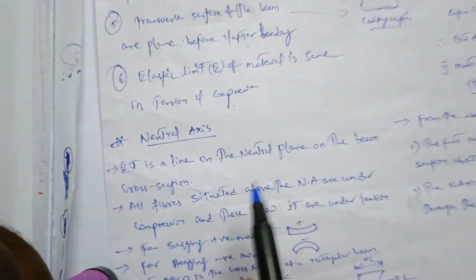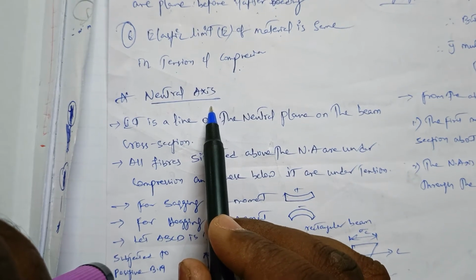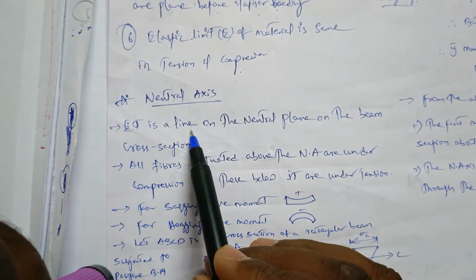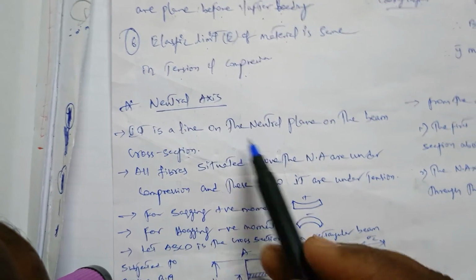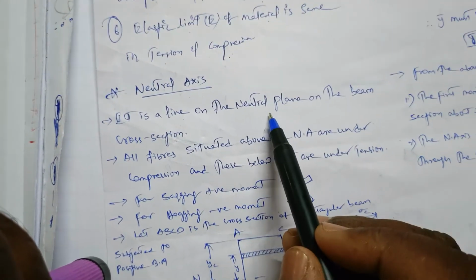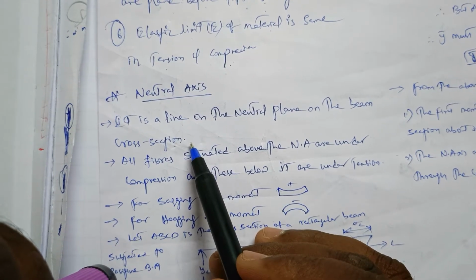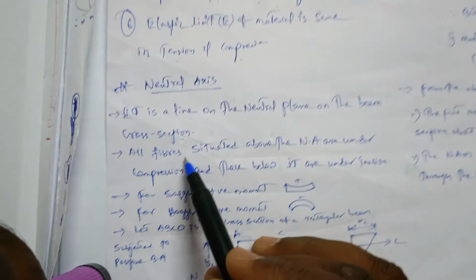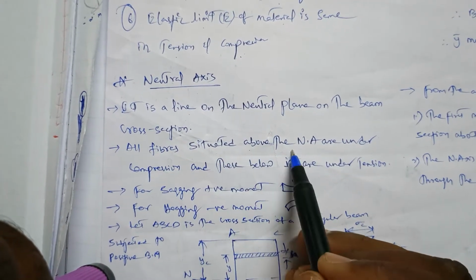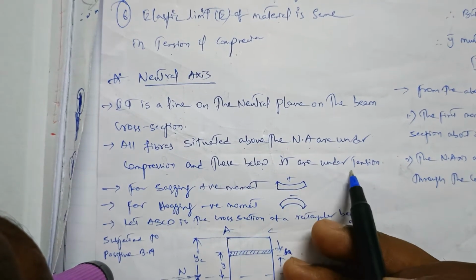Coming to the next point, the neutral axis. This is very important. What is the neutral axis? It is a line on the neutral plane of the beam cross section. It is the line on the neutral plane of the beam, the cross section at the center of the point, which for every structure is the neutral axis. And here all fibers situated above the neutral axis are under compression and those below it are under tension.